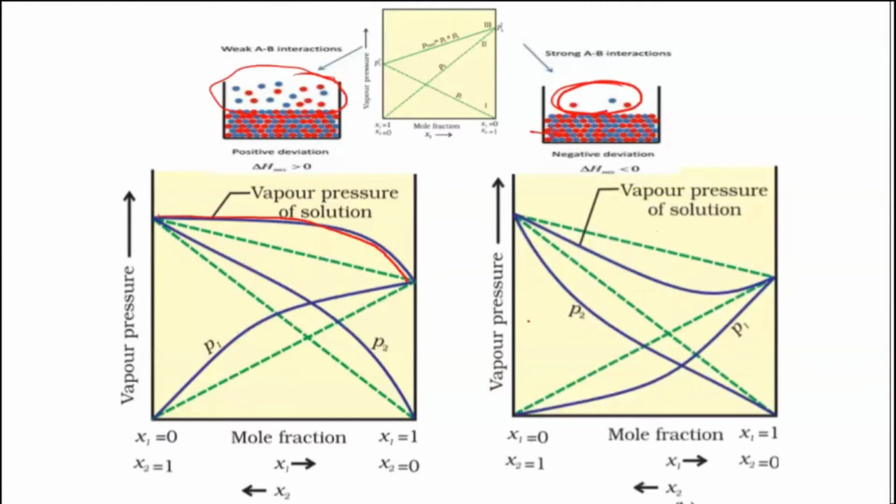If the vapor pressure is less, then when you plot the graph, you will get it in the downward direction. You can see that the graph is going downward because the vapor pressure has become less than what was expected. So you get this kind of graph for negative deviation and this kind of graph for positive deviation. Positive deviation is the upper one, and negative deviation is the lower one.